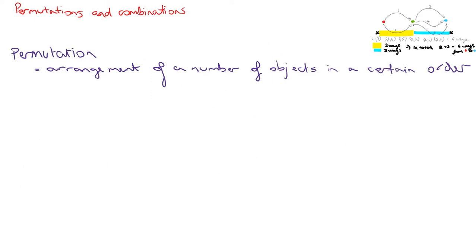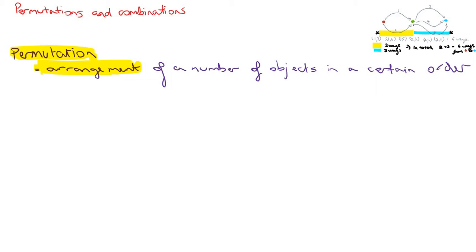I'm going to start by looking at permutation. Now, a permutation is an arrangement of a number of objects in a certain order, where each permutation is the actual arrangement. So next I'm going to look at how to calculate the total number of arrangements. What's important for permutations is that each arrangement has to be in a certain order.